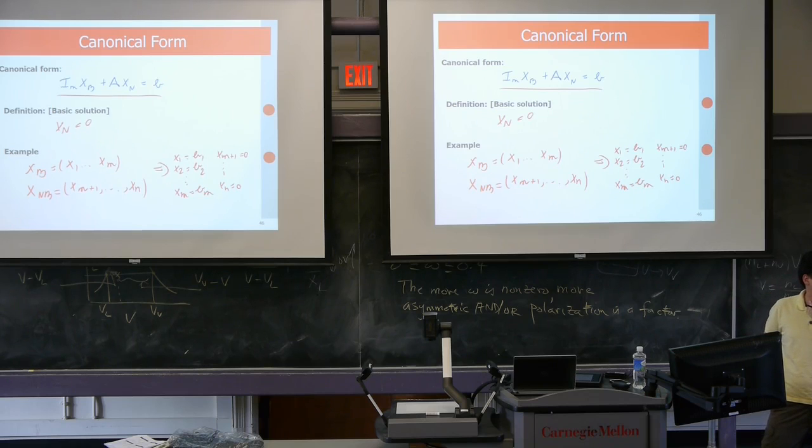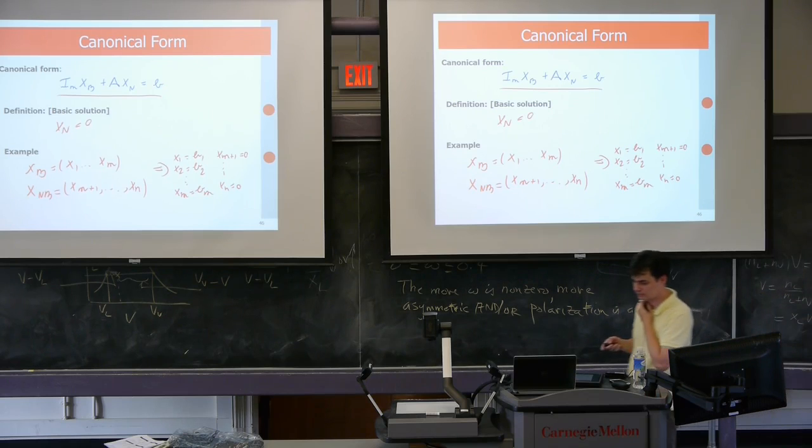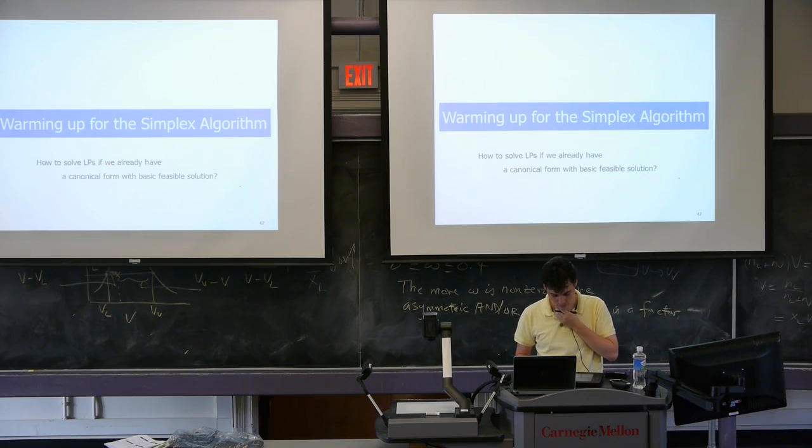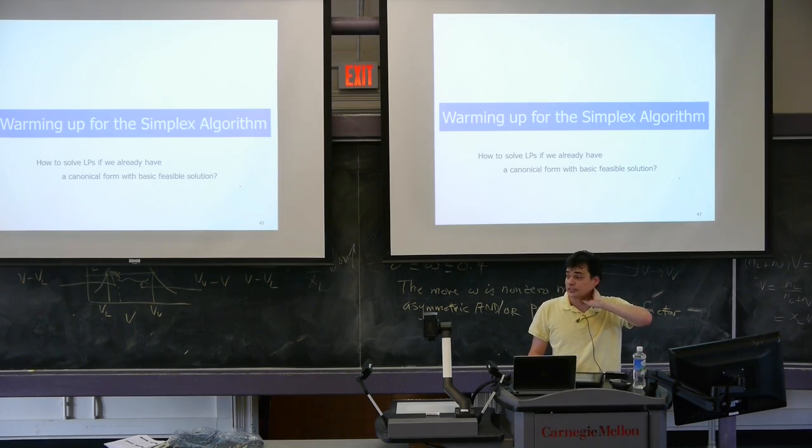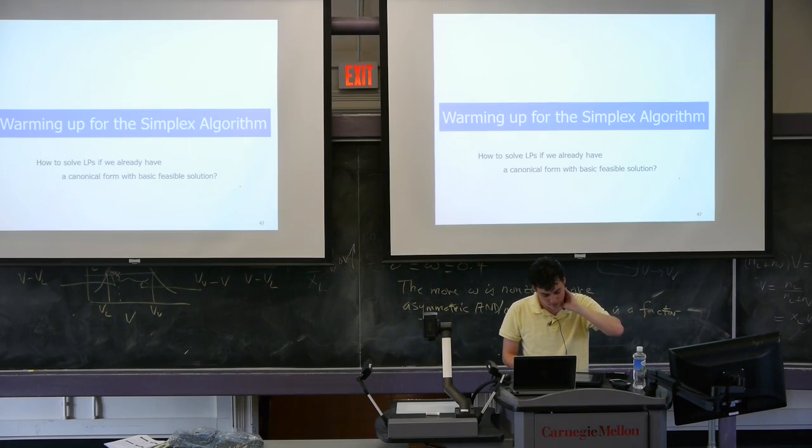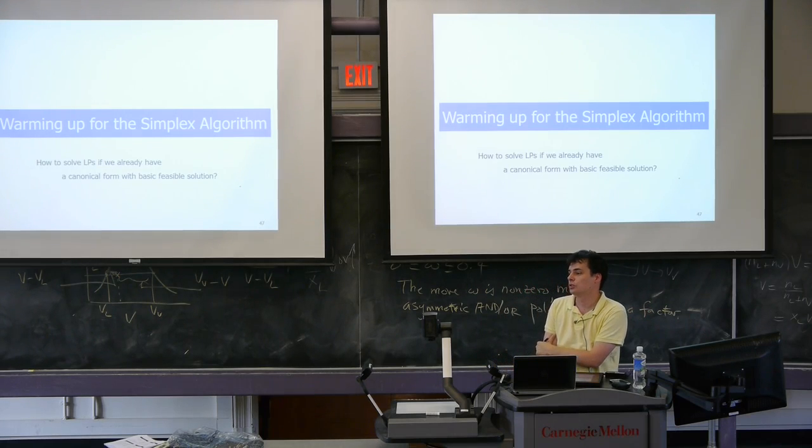Everything is clear? Good. So after this, we can start discussing the simplex algorithm. The simplex algorithm has two phases. We will start with the second phase, which already assumes that you have a canonical form with a feasible solution, and you just want to get a minimum value for your cost function.